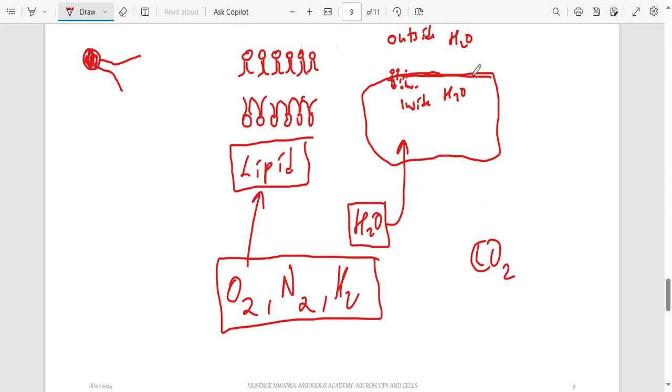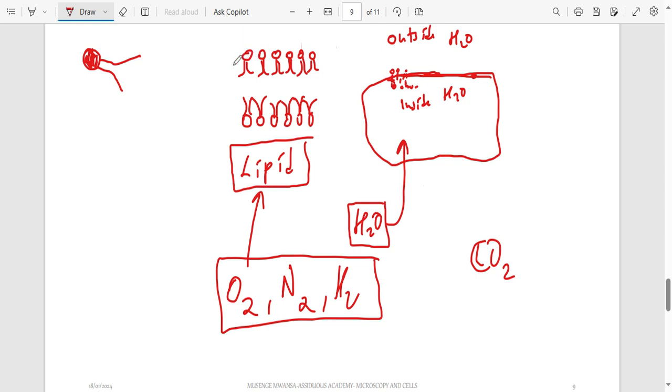Also, big things cannot pass through the cell membrane because there are only small spaces that can only allow small molecules to pass through. So that is the cell membrane. The most important thing is that it is a lipid bilayer.